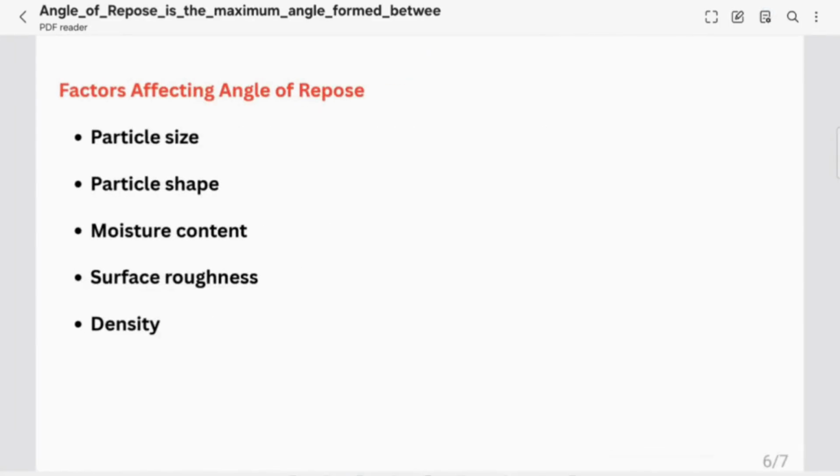The factors which affect the angle of repose are the particle size of the powder, the particle shape of the powder, the moisture content, and the surface roughness and density.